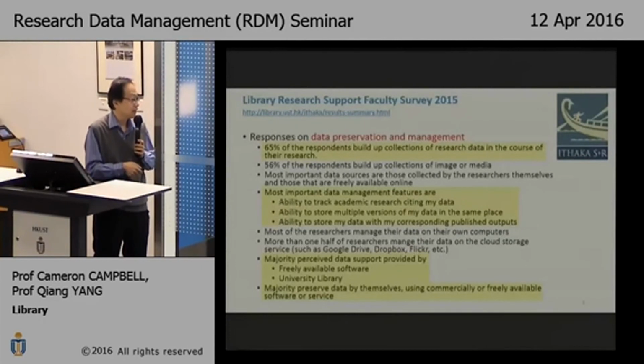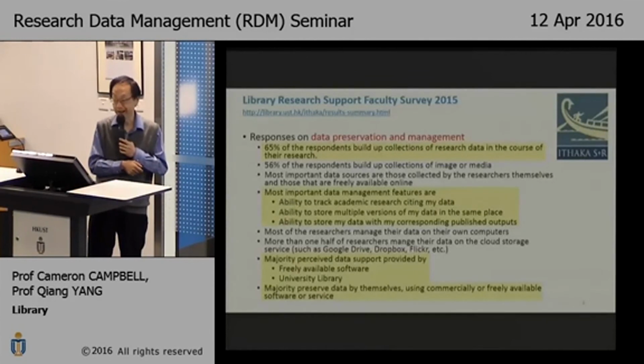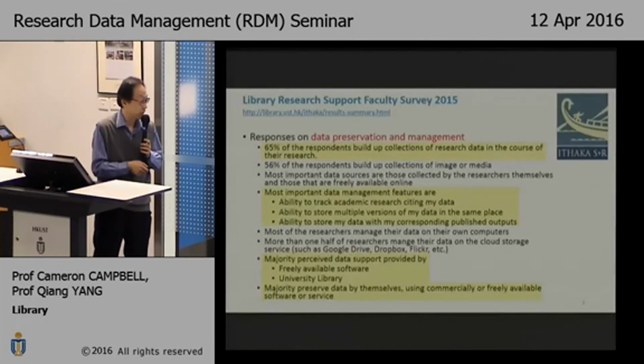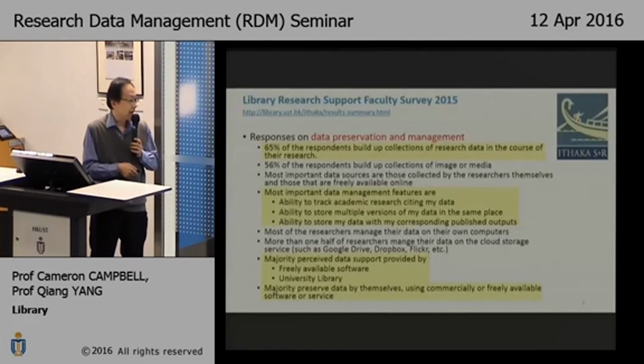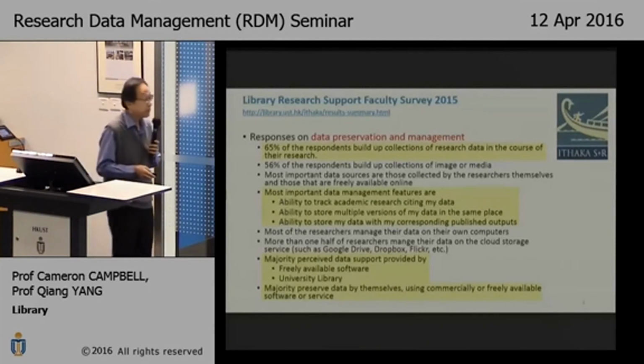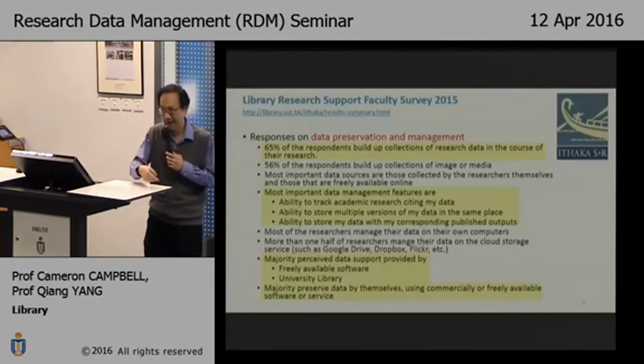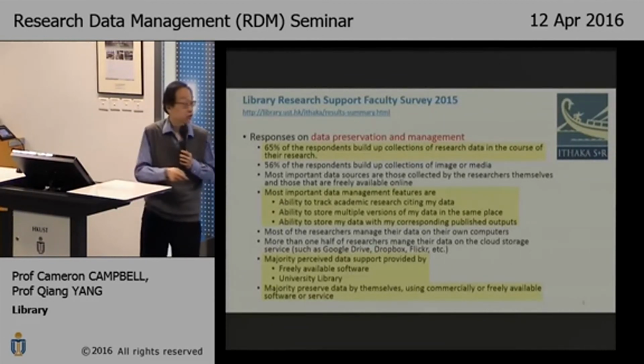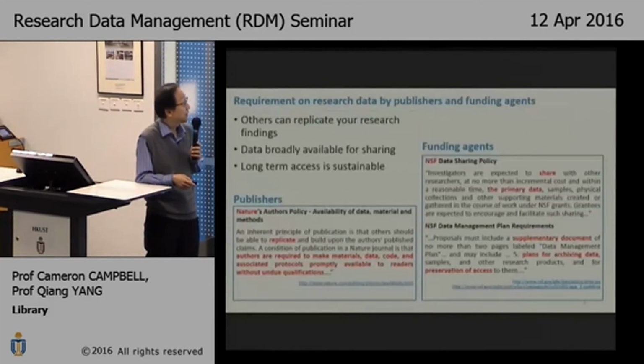And interestingly, they said the university library probably is another source from which they can get support on managing data. And actually, many of them said that they preserve or manage their data by themselves or with commercially available software. So this further confirmed our understanding that the library can play quite an important role in helping researchers at HKUST manage their research data.